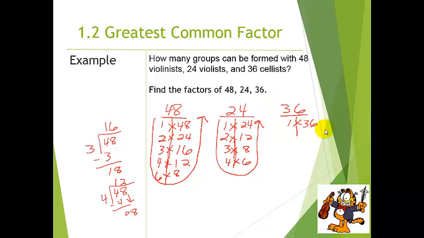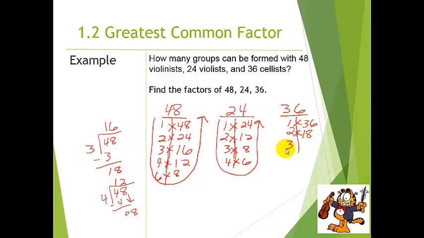And then we have 36. So 1 times 36 is 36. That's our freebie. We like our freebies. And then 36 can be divided by 2 because it's an even number. So that's 18. Okay, let's try 3.